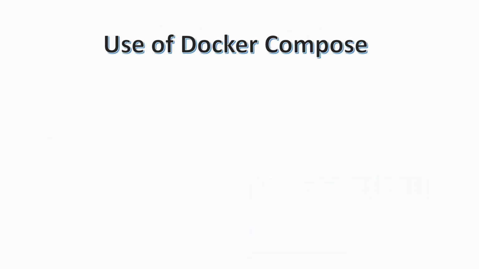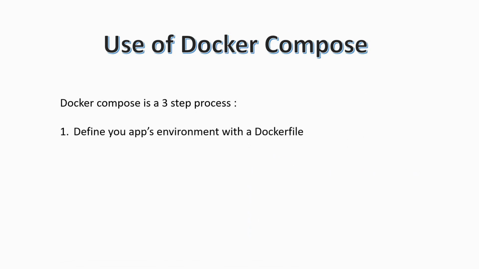Then, how do we use Docker Compose? It is a three-step process. First, we have to define our application's environment with a Dockerfile. Docker Compose is capable of supporting the declaration of environment variables within an environment file, the .env file, or we can have the environment within the Docker Compose file as well.